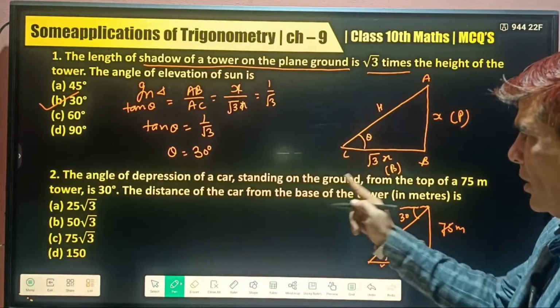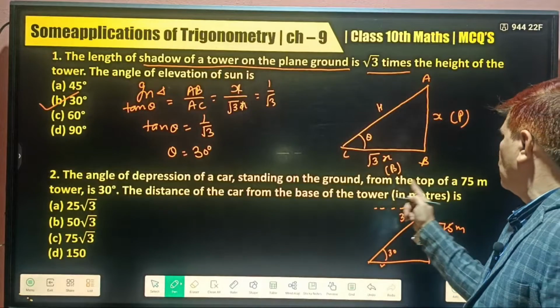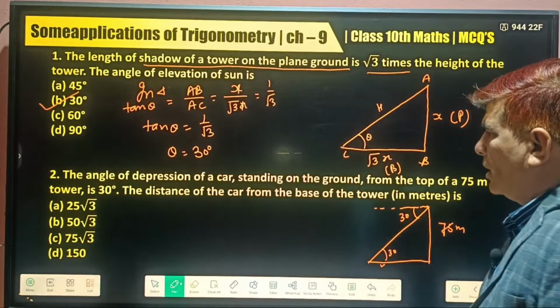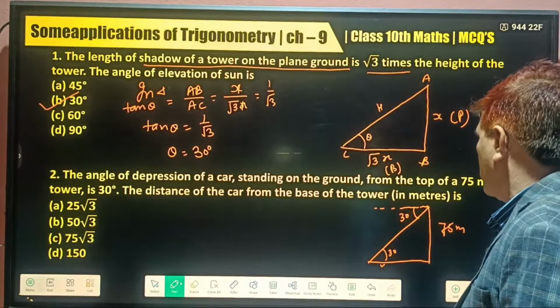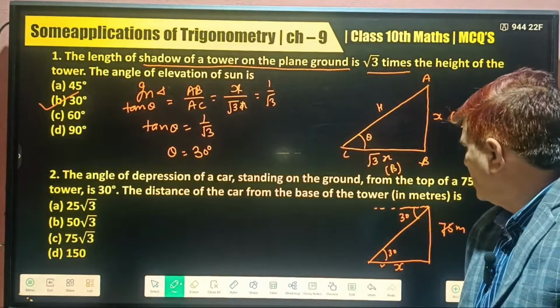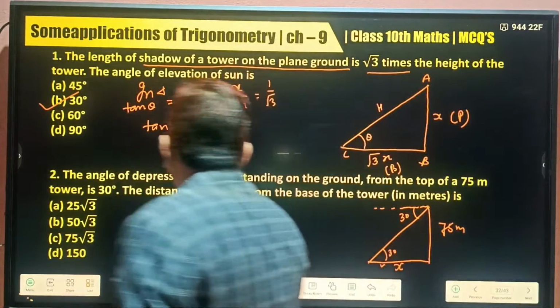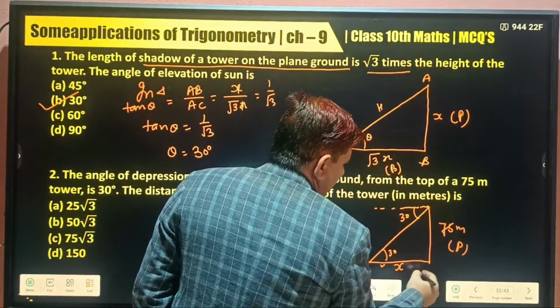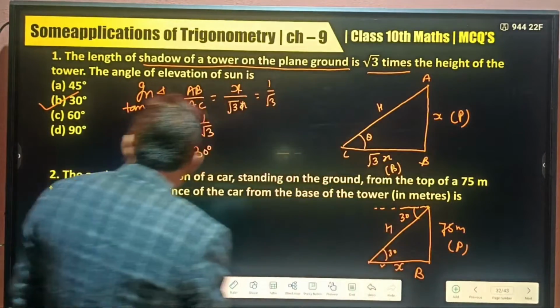The angle of depression of a car standing on the ground from the top of a 75-meter tower is 30 degree. The distance of the car from the base of the tower is, you have to find out. Understood? Directly I can tell, but again, the angle is this, so perpendicular is this, base is this, hypotenuse is this.